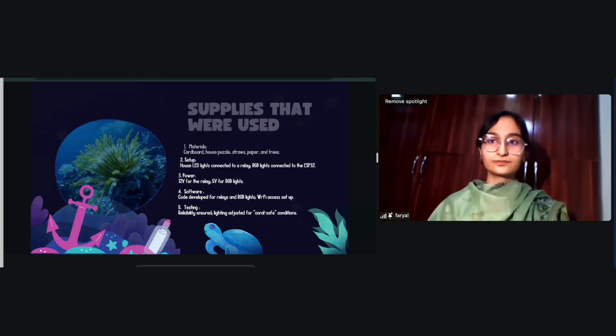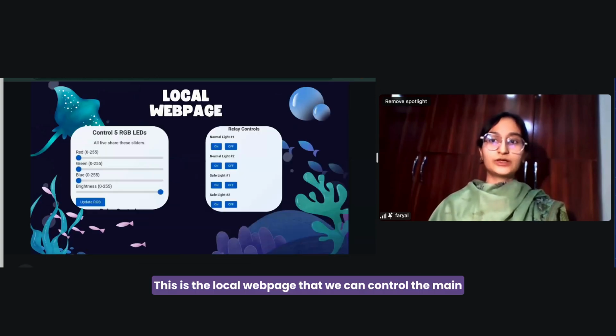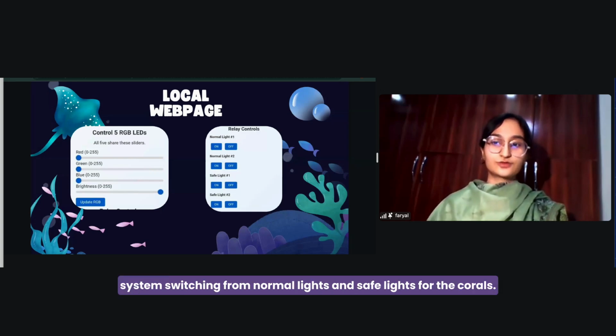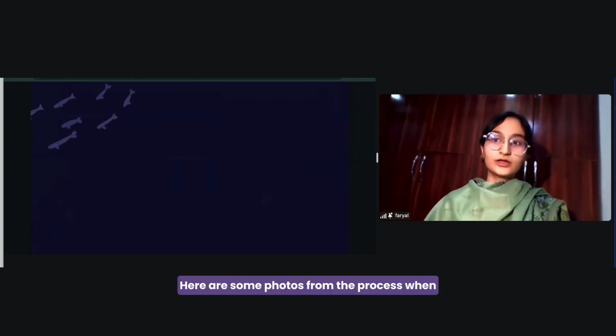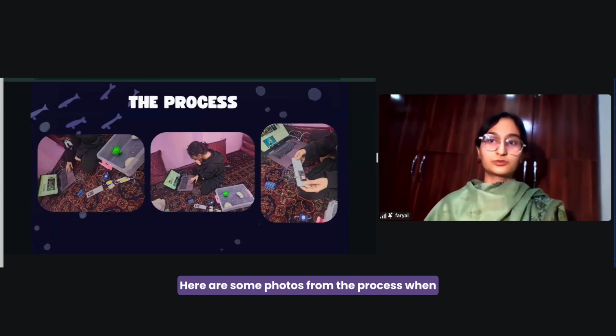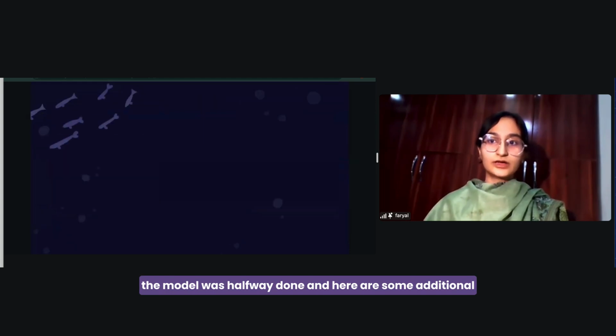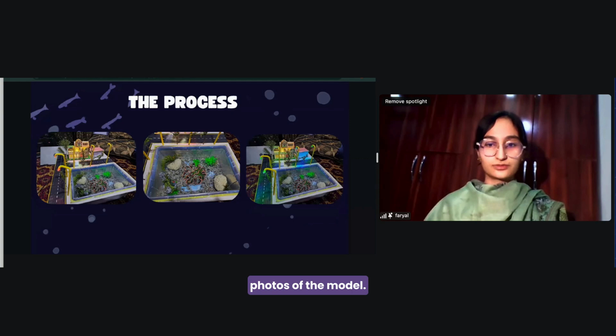This is the local web page that we can control the main coral reef model from, using different RGB LEDs like red, green, and blue, and we can adjust the brightness of our lighting. And the other part is to control the relay system, switching from normal lights to safe lights for the corals. Here are some photos from the process when the model was halfway done. And here are some additional photos of the model.